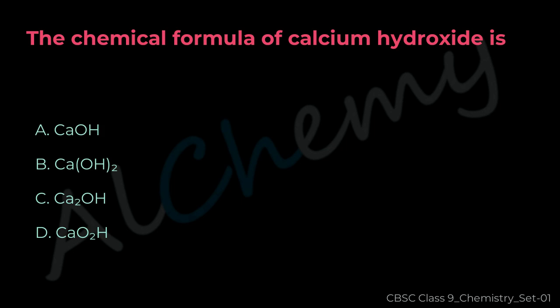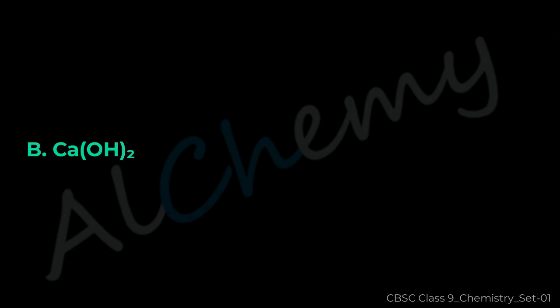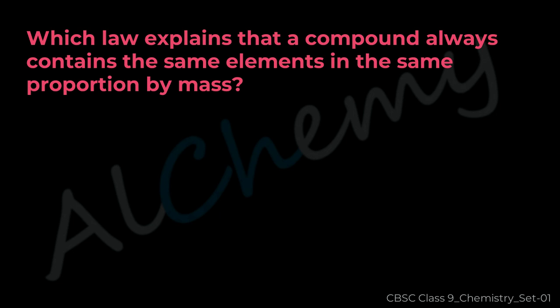Question 8. The chemical formula of calcium hydroxide is A. CaOH. B. Ca(OH)2. C. CaO. D. CaOH. The correct answer is B. Ca(OH)2.